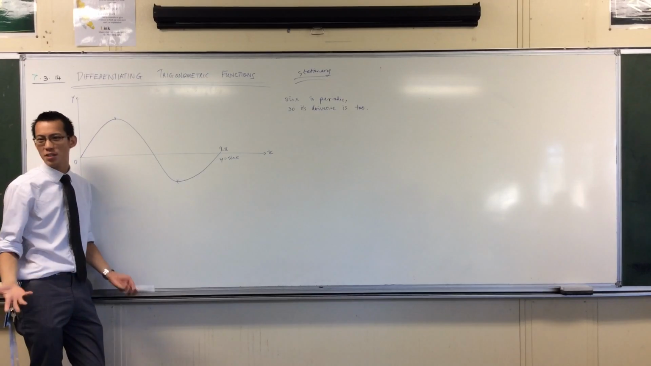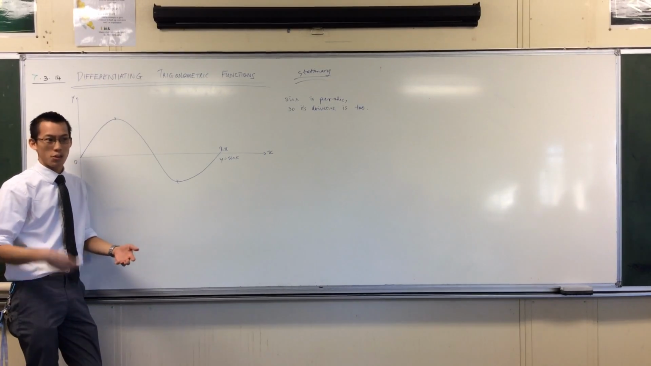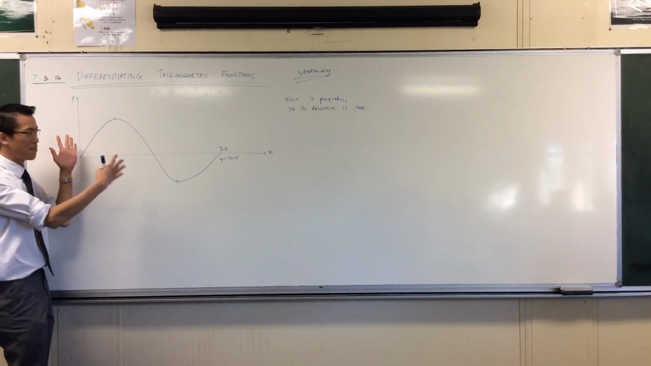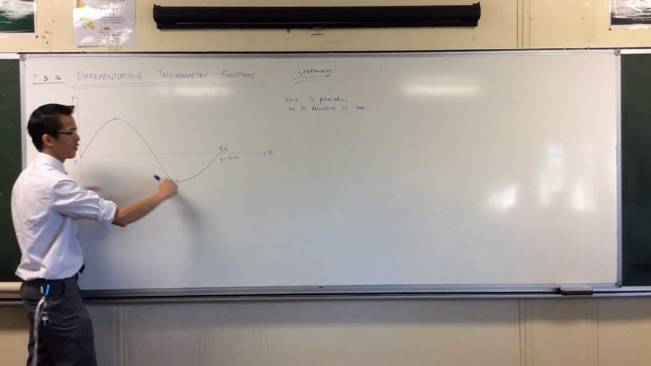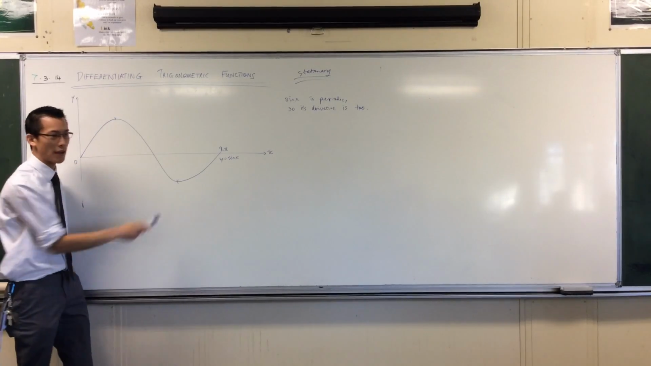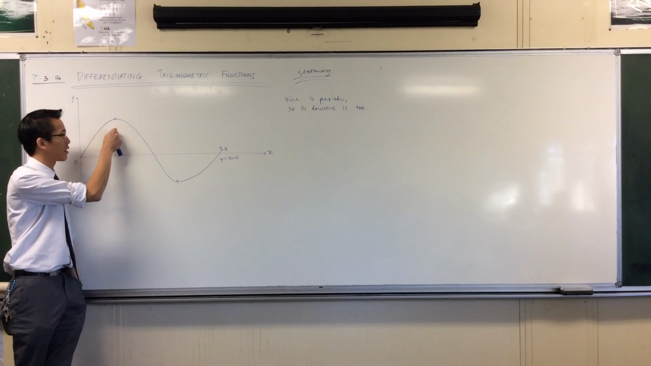What does the word stationary mean when you say an object is stationary? You mean it's not moving, it's still, it isn't going anywhere, okay? So what they're doing is they're picturing this graph as describing the motion of an object. And at these points of the graph, that object isn't moving, for that instant in time.